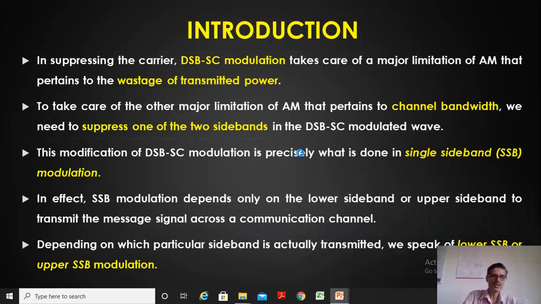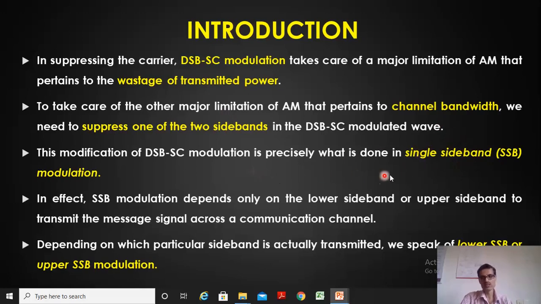Now, as I told earlier, the limitation of AM, the wastage of transmitter power, is overcome in the DSB SC. But the other limitation of AM, the channel bandwidth, is the same, and the same bandwidth is required in the DSB SC also. But we can save this channel bandwidth by suppressing one of the two sidebands, that is either the upper sideband or lower sideband. So this method is called the single sideband modulation method.